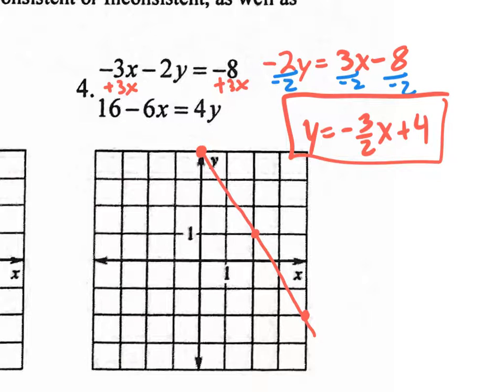I need to get y by itself. So the easiest way on this bottom equation to get y by itself is to divide everything by 4. Divide by 4, divide by 4, divide by 4. We will get y equals, and if I look at this, negative 6 over 4, I could at least reduce that by 2. 6 over 4 reduces down to what? 3 over 2, and that is a negative 3 over 2. And then this final one over here, 16 divided by 4, that's positive 4. So I put a plus 4 after the 3/2 x.